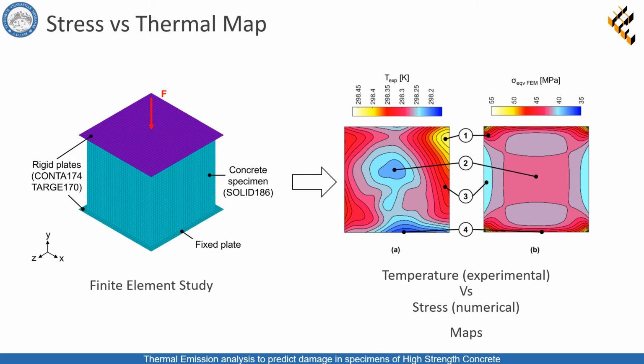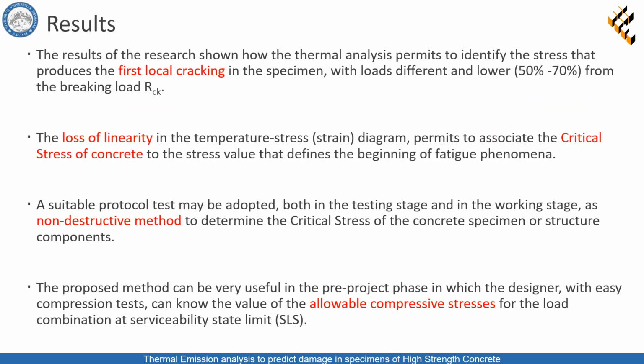A finite element analysis was performed to compare the experimental temperature map and the numerical stress map. The results of the research show how the thermal analysis permits to identify the stress that produces the first local cracking in the specimen, with loads different and lower from the breaking load. The loss of linearity in the temperature stress diagram permits to associate the critical stress of concrete to the stress value that defines the beginning of fatigue phenomena.